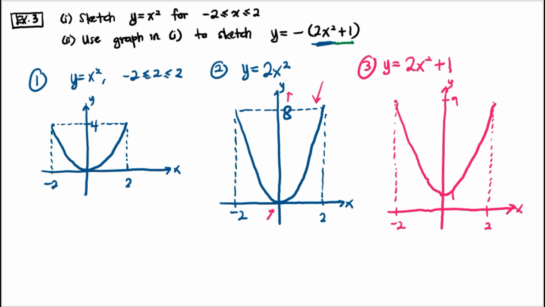Now I'm done with this one, but I have the final one, which is the negative. For the fourth graph, we're going to reflect this graph about the x-axis. So where should I draw this?